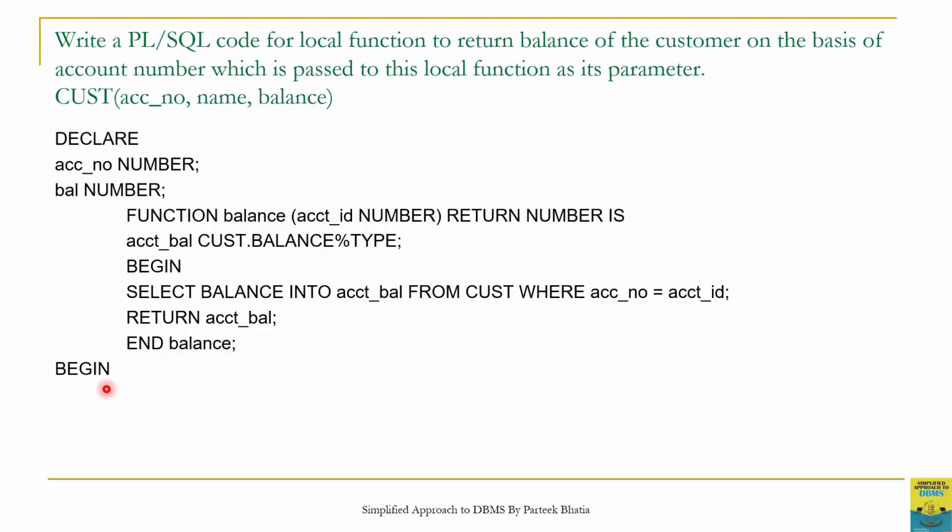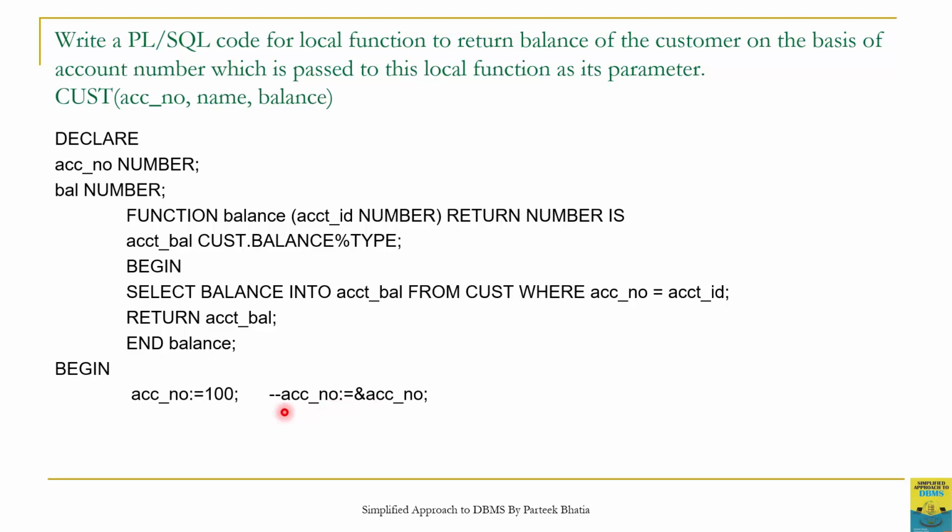Then in the begin section of the main PL/SQL block, we will call this function to get the value of the balance for a particular account number. Here we are assigning 100 to this account number variable which is declared here. It is important to note that we can also get the value of this account number from the user by using a substitution variable. Since we are using Oracle Live, substitution variables are not allowed here, so we are directly assigning a value 100 to account number.